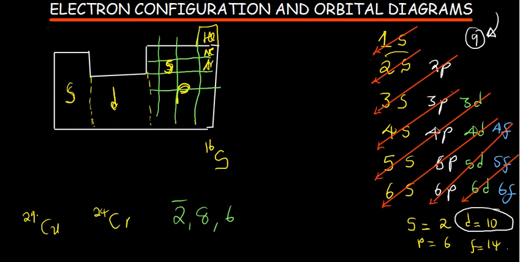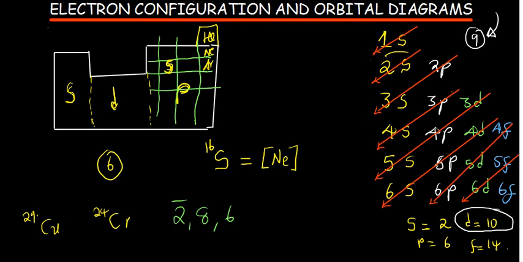So to write the shorthand electron configuration for sulfur, first I'm going to write the noble gas that comes before sulfur, that is neon. I'm going to put it in these brackets. Now, when I do this, I already know that neon contains 10 electrons. That means that from this sulfur, I've already removed 10 electrons. How many electrons are remaining? Only 6 electrons are remaining.